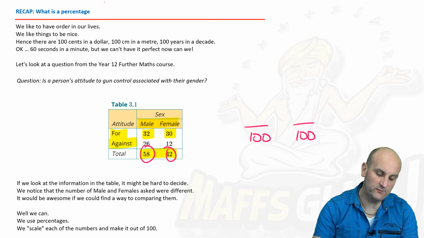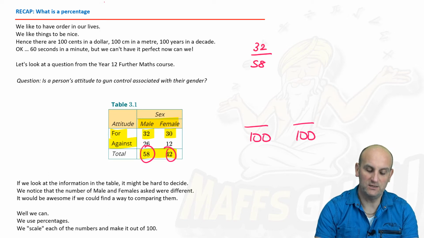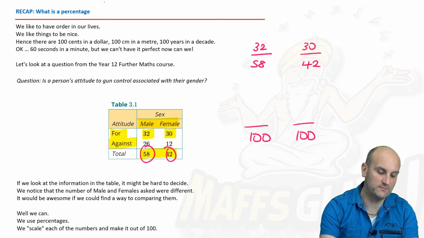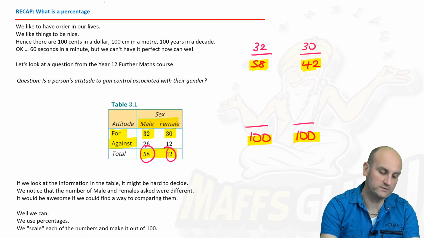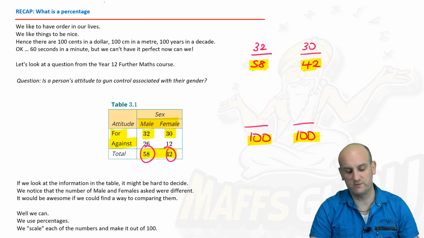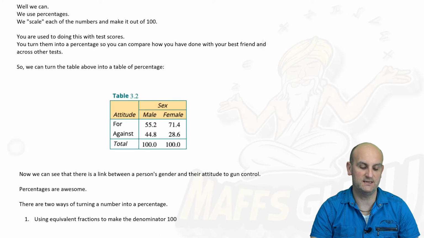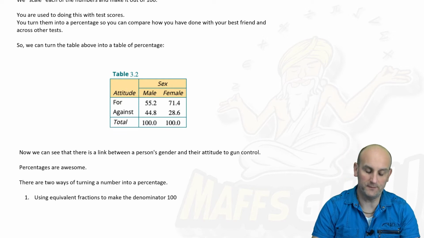So at this moment in time, if we were to look at male, we have 32 out of 58 actually were for gun control, and 30 females out of 42 were for gun control. We can't compare those numbers in any way, shape or form because they have different numbers on the bottom. But if I could change this 58 into 100 and 42 into 100 mathematically, then life would be awesome. You do this with test scores all the time. Well, as it turns out, the easiest way to turn them into percentages is to do the top number divided by the bottom number and multiply it by 100.